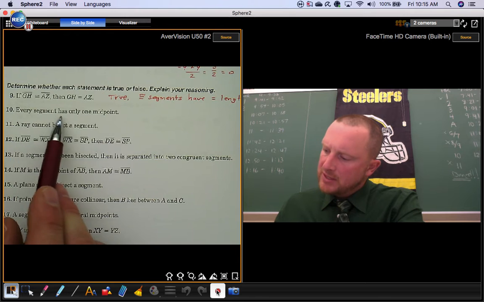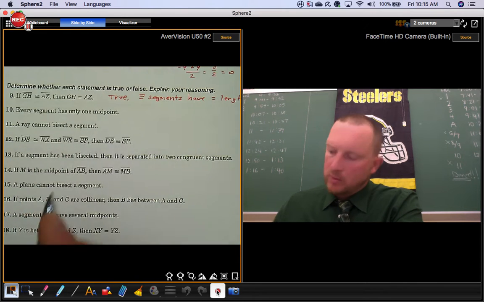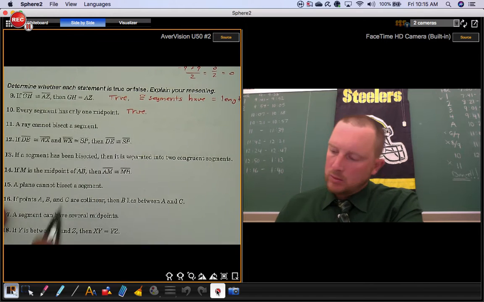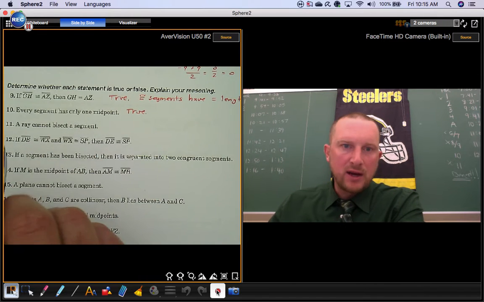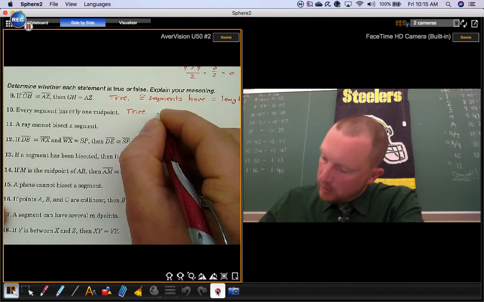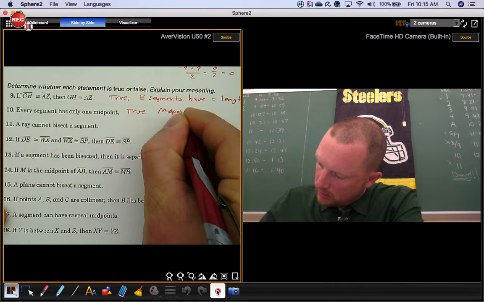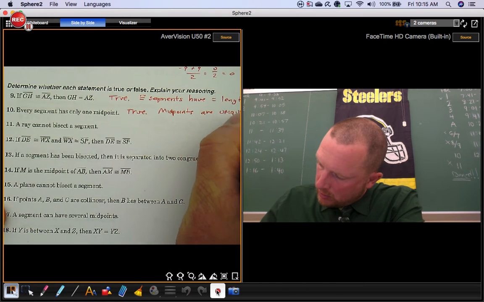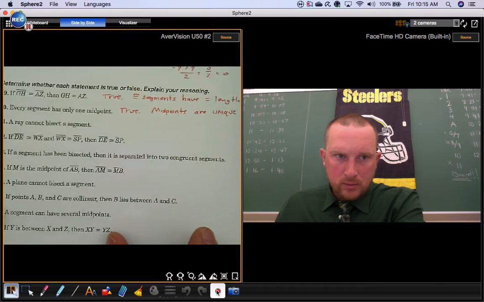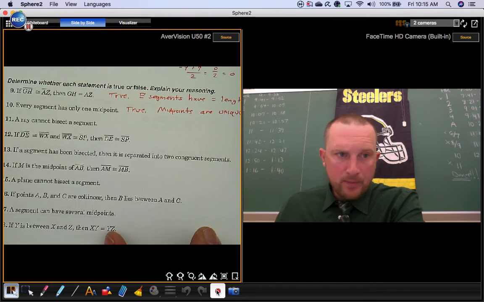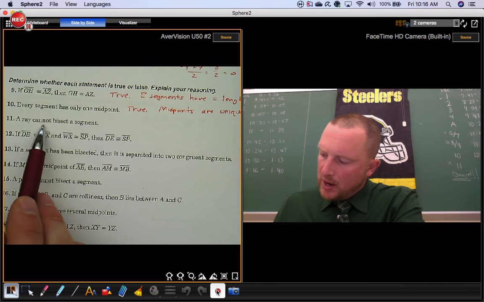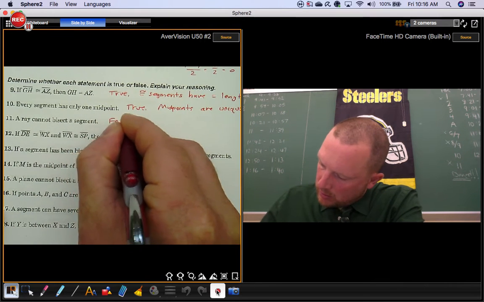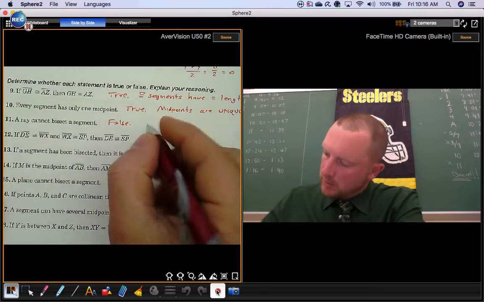Number 10, every segment has only one midpoint. True. Again, that's how midpoints are defined. It's defined as a unique point. Number 11, a ray cannot bisect a segment. That's false.